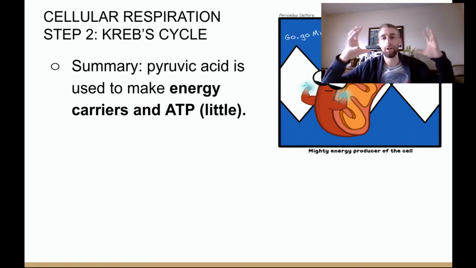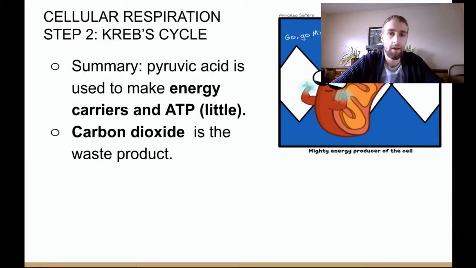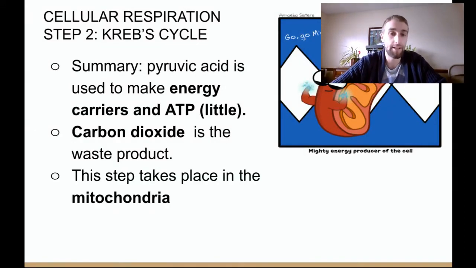And if you remember the overall picture, we started with glucose, which has 6 carbons. We broke it into pyruvic acid, which is 3 and 3. When we get to step 2, we're going to take our pyruvic acid, our 3s, and we're going to break it down even more. When you break it down, you get carbon dioxide. So you saw in the equation, carbon dioxide is one of the products or one of the waste materials we get. That comes from step 2, the Krebs cycle. That's where our CO2 is released in this process.